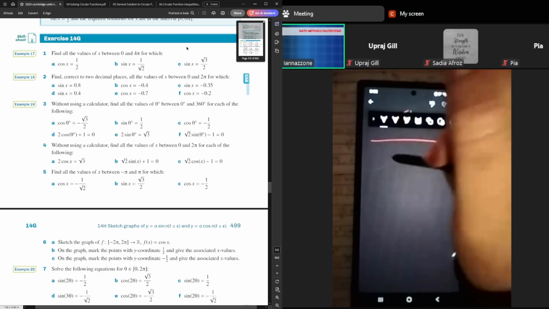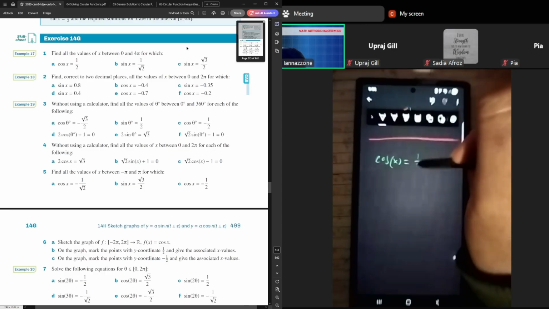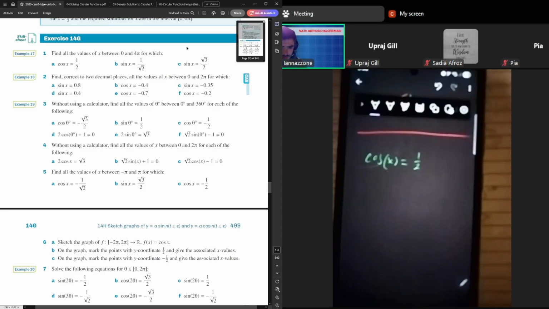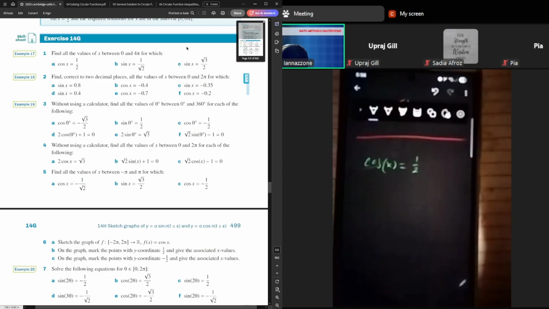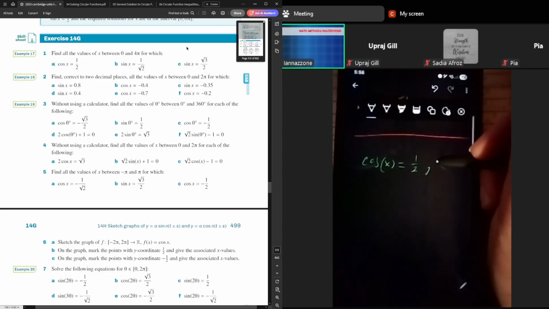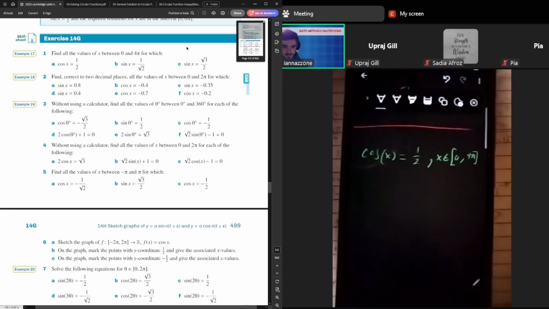Okay, so we're just looking for where cos x equals half. Nothing super crazy there. We're doing it from 0 to 4 pi, though, which is worth noting. Take it away. And when you have an answer, let me know.